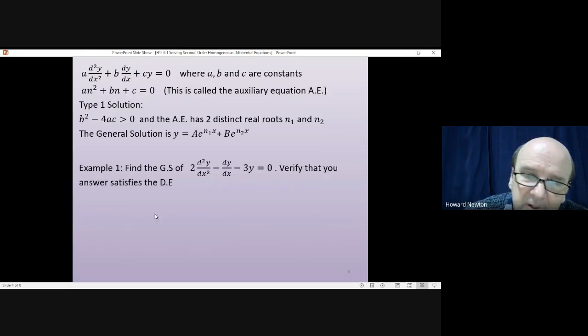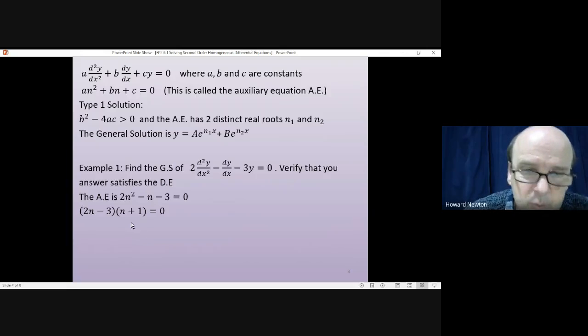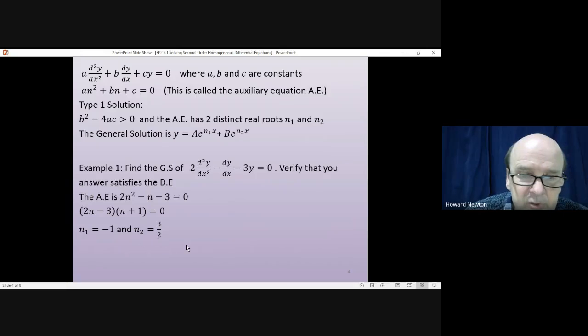Okay, let's have a look at this. As I said, you can always go straight from the question to the auxiliary equation. So if that's the question, then the auxiliary equation will be 2n squared minus n minus 3 equals 0. When we factorize that quadratic, we get 2n minus 3 times n plus 1. So we have two distinct real roots. The first root is minus 1, and the second root is 3 over 2.